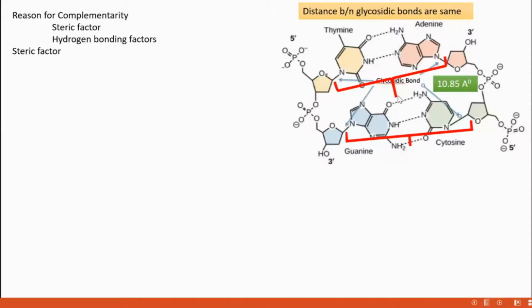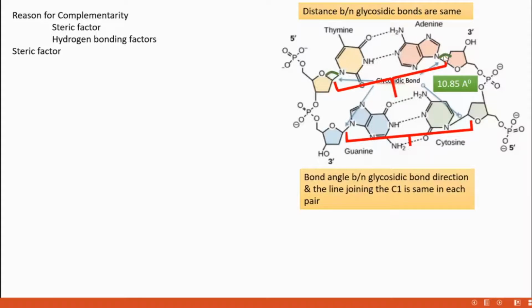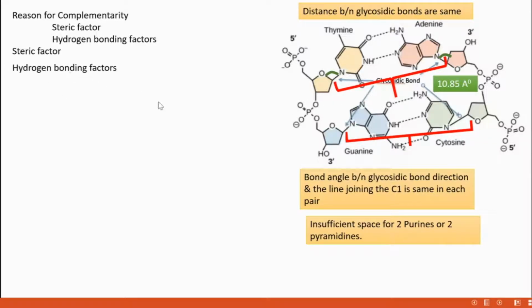And also that angle, the angle of that bond between the line joining the first carbon and that base, that angle is the same for all the glycosidic bonds. Here is one bond, here is another bond. So this angle, this angle, and this angle are all the same. That's another reason. Then I already explained this point. There's insufficient space to incorporate two purines or two pyrimidines. The only possibility is to incorporate one purine with a pyrimidine or one pyrimidine with one purine. That's the steric factor. Then hydrogen bonding factors are also there.